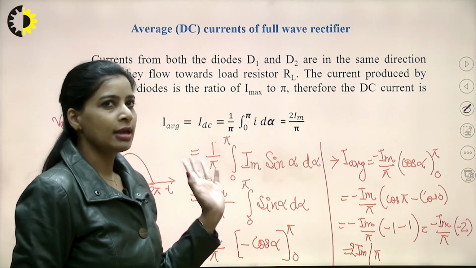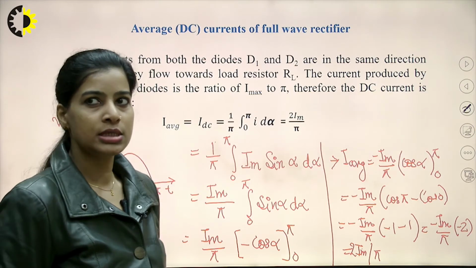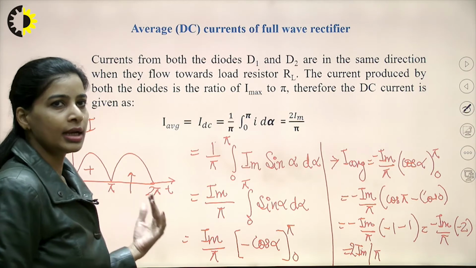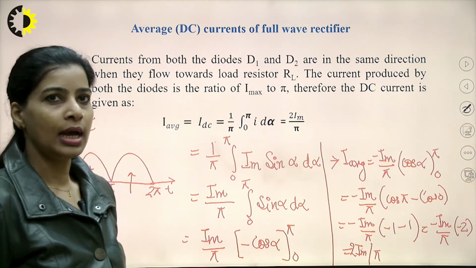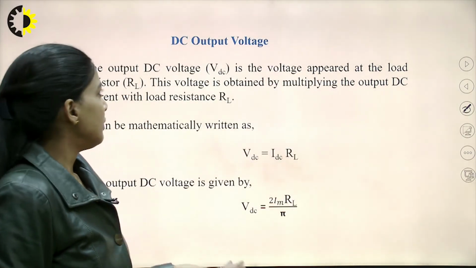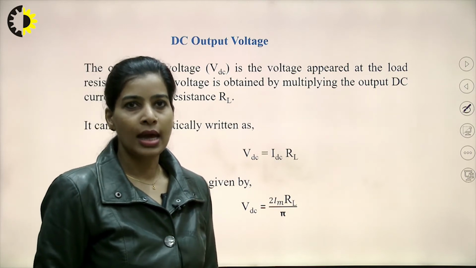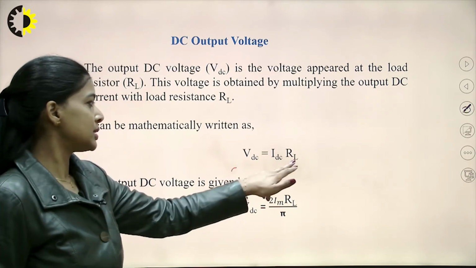So, this will be same for full wave center tap and full wave bridge rectifier, because the waveform for the current that we are getting at the output is same for the full wave center tap as well as full wave bridge rectifier. Next will be DC output voltage. We have calculated the current. So, voltage simply we can calculate by multiplying it with the resistance value.